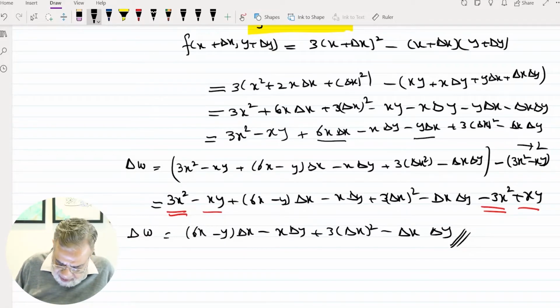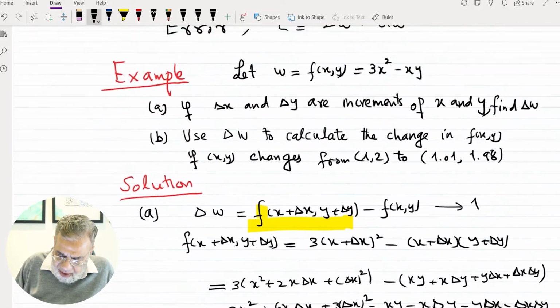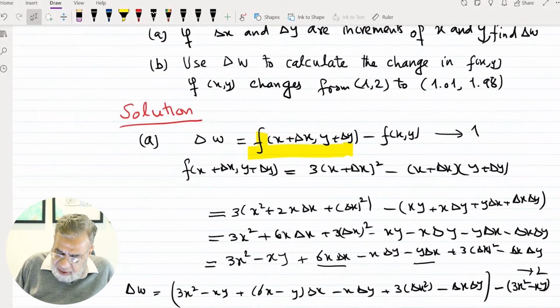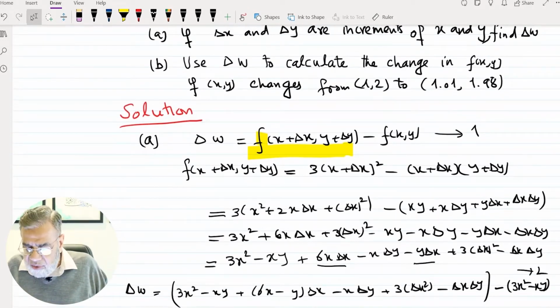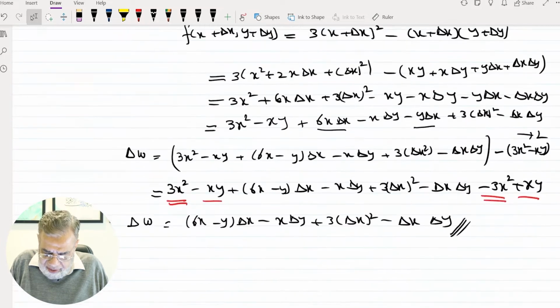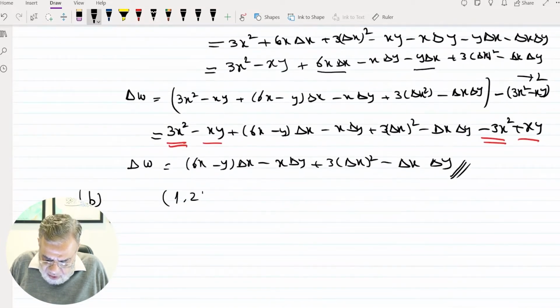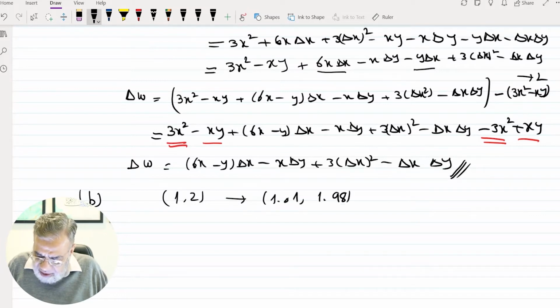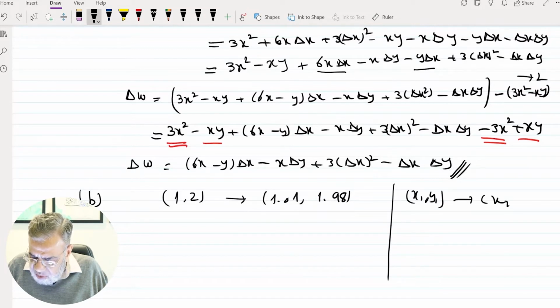Part B of this was that we want to find delta w when our (x, y) changes from (1, 2) to (1.01, 1.98). So I am saying this is just like x1, y1 changes to x2, y2. So my delta x will be equal to x2 minus x1, and my delta y will be equal to y2 minus y1.